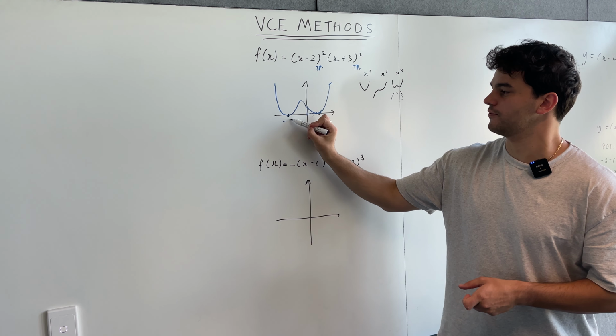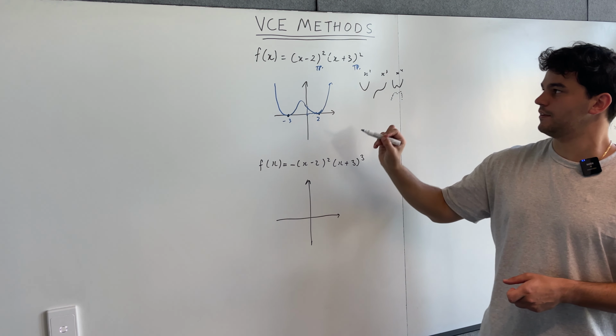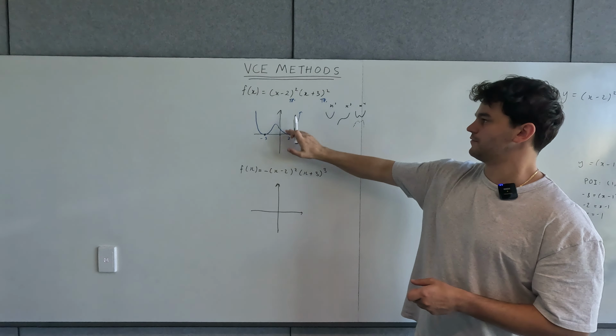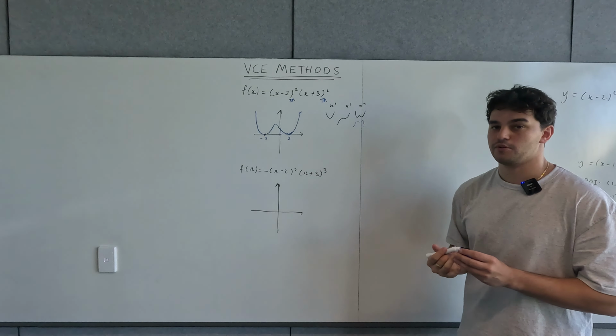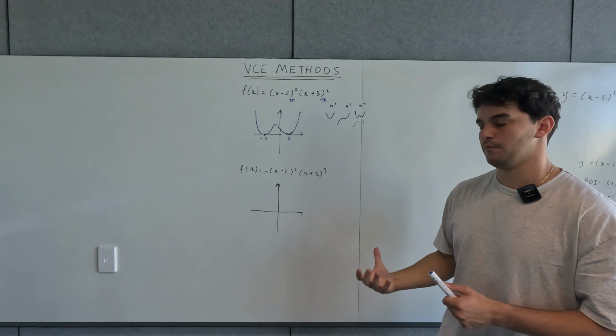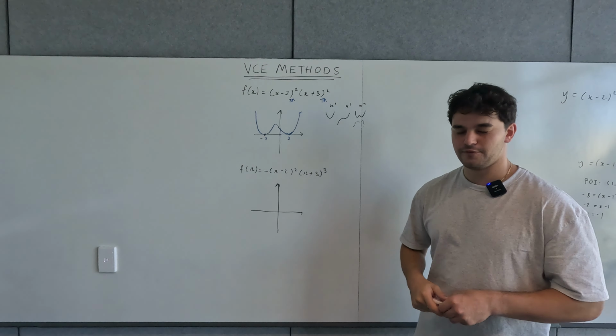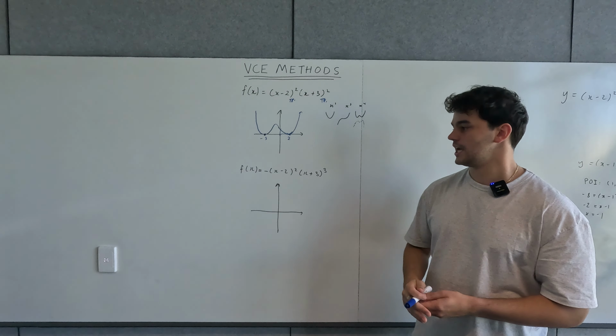Maybe I'll just label these just for your clarification. So we have negative 3 from that factor, and we have 2 from that factor there. So that's what the shape is going to look like. So that's kind of the thought process that we would go through. Now this one's slightly different, so I'm going to show you how the thought process slightly changes.